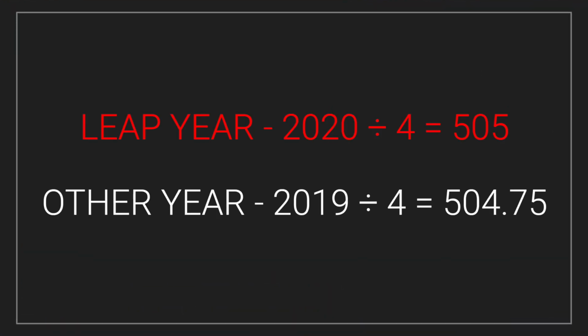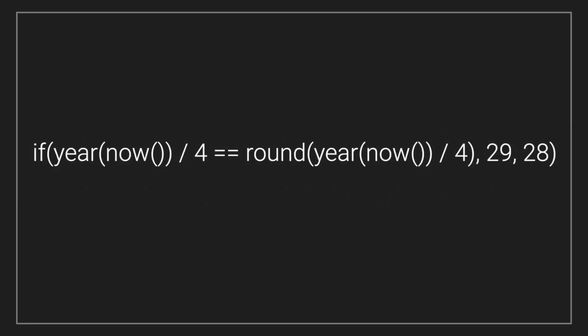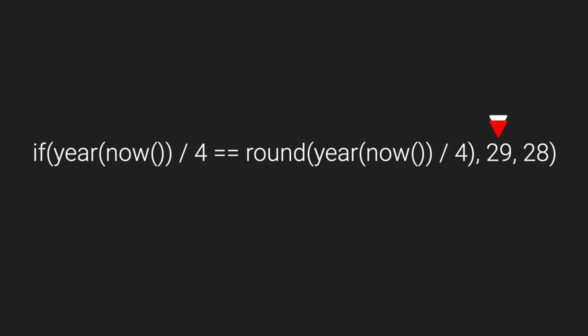When I was a kid, I was taught how to easily identify a leap year. If the current year is exactly divisible by 4, it's a leap year. So I used an if condition to do the test and marked the true with 29 days.